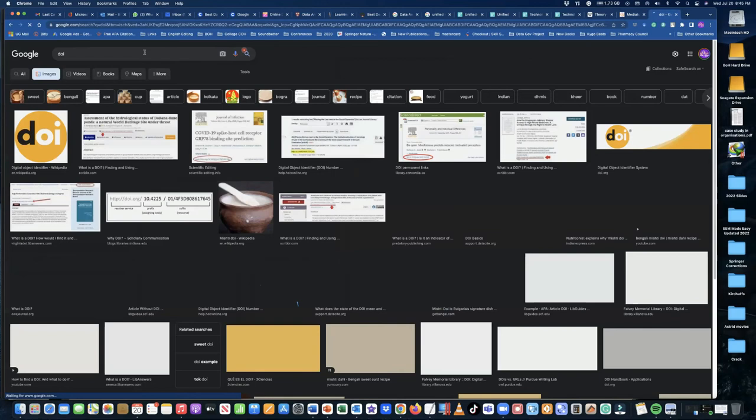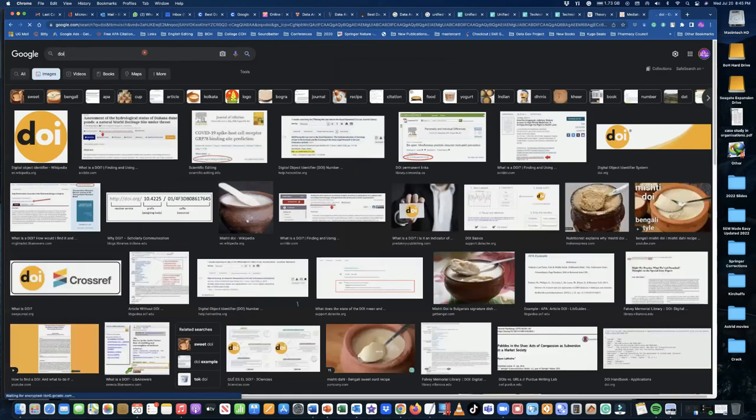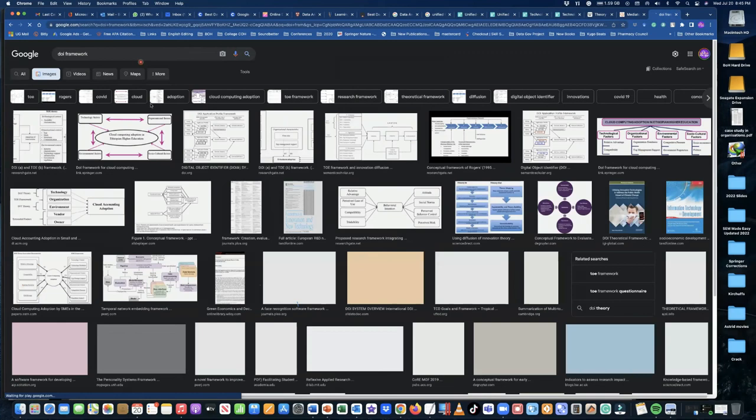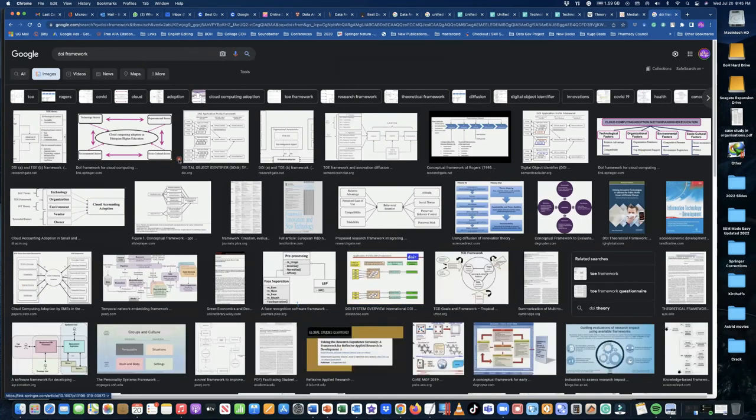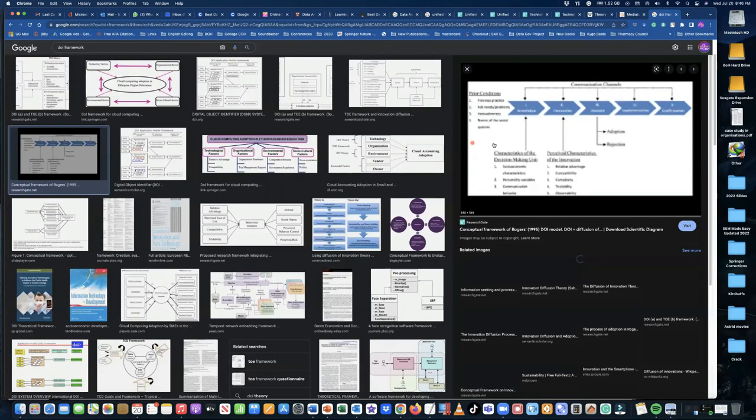Oh, what a DOI also means. DOI framework. DOI also means that link. DOI framework, that's from Rogers. Okay. I don't want its variables. Okay, so the DOI framework has variables in it.